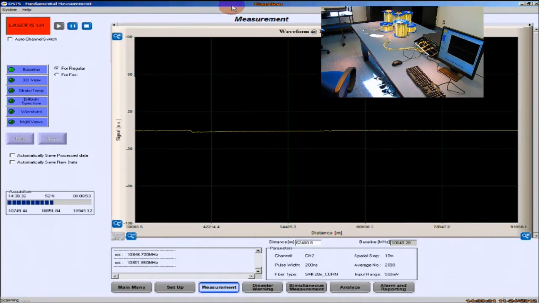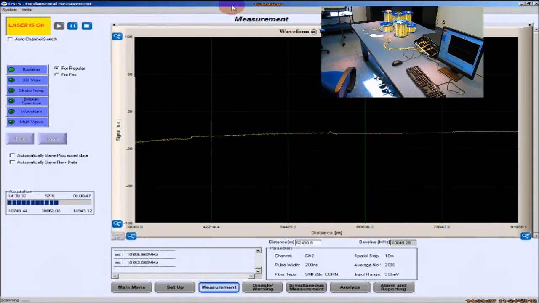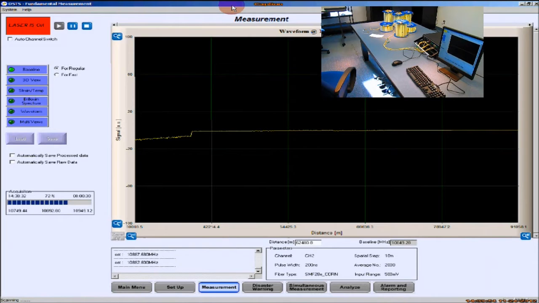We have the instrument set up with the pulse duration set at 20 nanoseconds, which means that the resolution is 20 meters. We also have the averaging set at 3,000 averages, which is a reasonable number of averages for the measurements that we are taking here today.